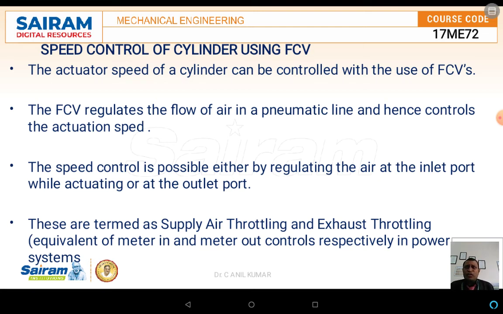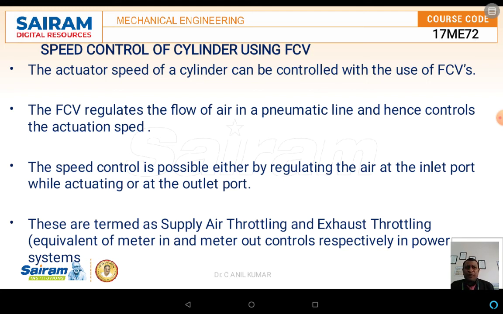Now here, as we know, the supply of the air depends upon the speed. Even here, if you start using only either a check valve or a throttle valve, it is very, very difficult to control the speed. For that reason, if you use a one-way flow control valve in the circuit, the speed can be controlled very easily. The speed control is possible either by regulating the air at the inlet port while actuating, or at the outlet port. As the name itself suggests, the control can be done either at the inlet port or at the exhaust port.